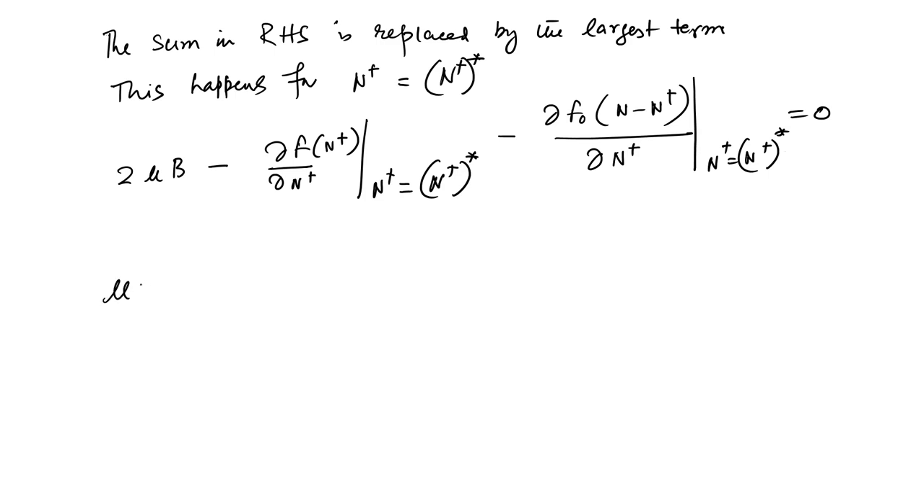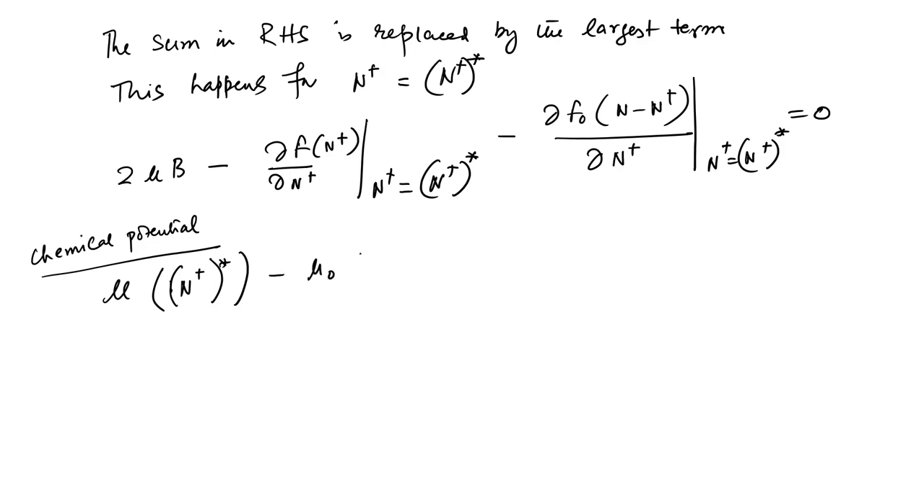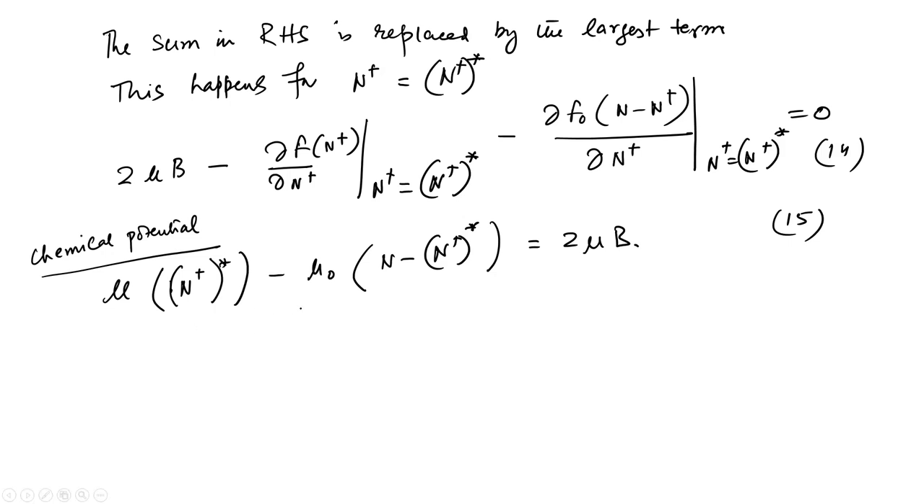So, this tells you that your mu, because del f del n is nothing but mu, so the chemical potential, so mu is equal to n plus star, and minus mu, and then you have n minus n plus star, and this is equal to 2 mu_b. Okay. So, this equation has to be solved, and let me see which equation number should we be putting. So, this is 14 and this is 15. Okay. So, if you understand del f del n is nothing but mu, the chemical potential, and this is the equation that one has to solve. So, this mu_0 is the chemical potential of these spinless fermions.